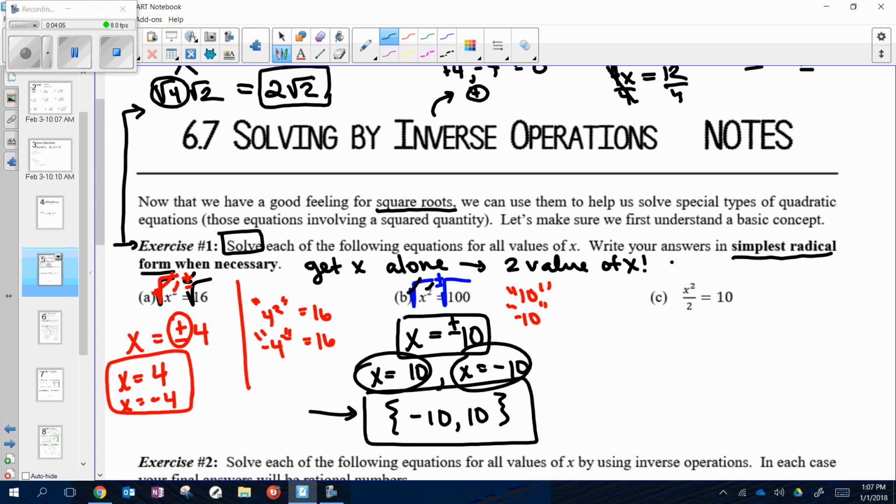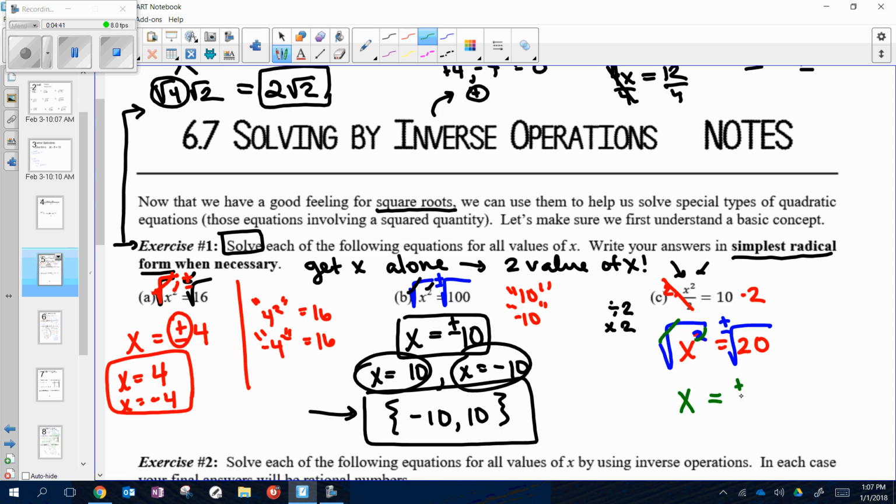Okay, in this case, to get the x alone, we're definitely going to have to undo the squaring, but it's also being divided by 2, and the opposite of dividing by 2 is to multiply by 2. So we're going to first take care of the multiplying. Multiply by 2. That cancels that. 2 over 2 is 1. x squared equals 20, because 10 times 2 is 20. Now we're going to get rid of the square by taking a square root. And when you take a square root, you put a plus or minus. And when you undo the squaring, you get x alone.